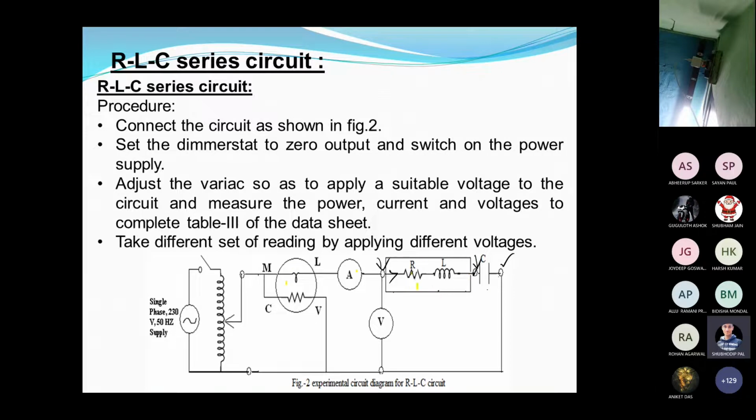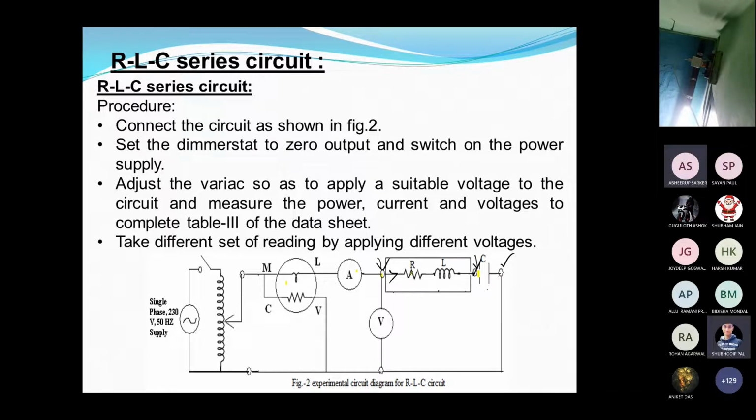This is called a choke. Choke means an inductor, an inductive coil. So it has resistance as well as inductance. So what is the voltage across this? This voltage will be required, and what is the voltage across the capacitor? Those things you can take by a multimeter or by connecting some voltmeter also.